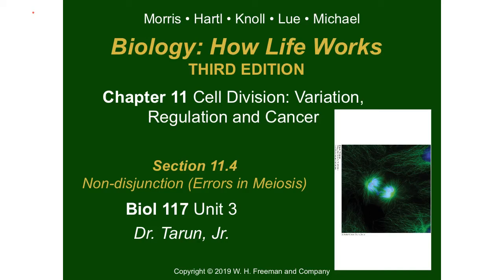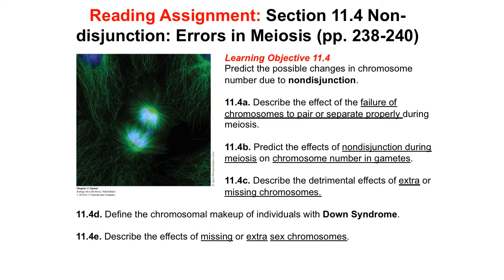Hello, everyone. So this is the fourth video for chapter 11, and we will cover here section 11.4 on a phenomenon called non-disjunction, which is intimately related to errors in meiosis. Your reading assignment for this section is found in pages 238 to 241, because that page includes the self-assessment question page.